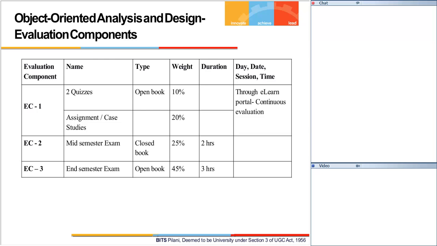Now, what is differing is that the usual one is that we have 2 quizzes which will be open book, and the percentage is 10%, right? So this is the same as what we have in the course handout, which is uploaded in the eLearn portal. So there will be 2 quizzes, 5 marks each, one before the mid semester and one after the mid semester. You will be notified about the quiz. The quiz will be open for a certain duration. Usually it's open for a week, and you can attempt the quiz anytime in that week.